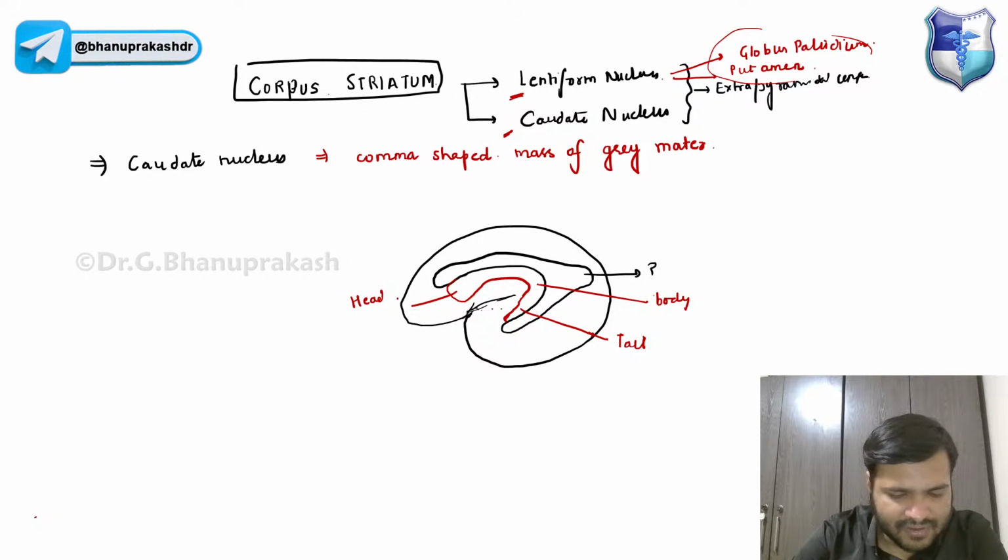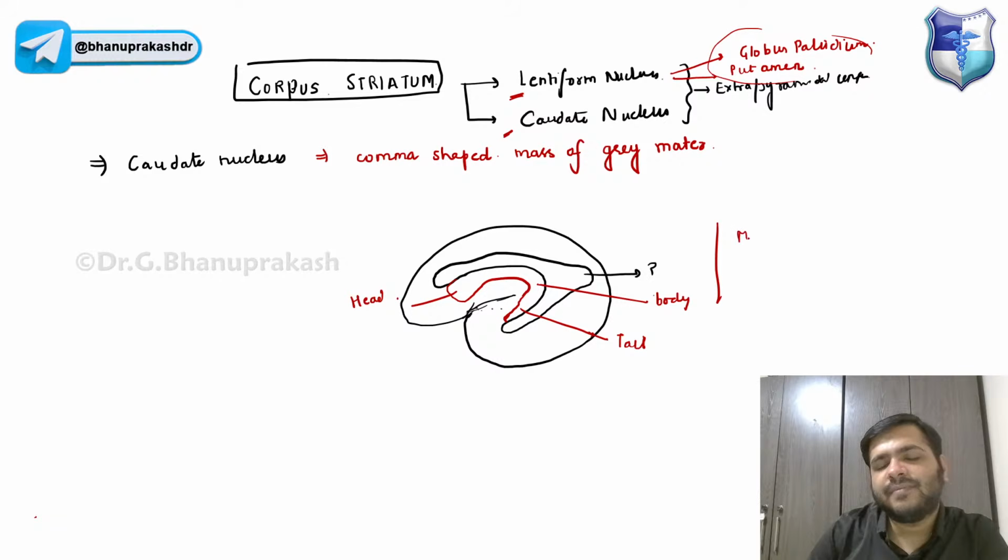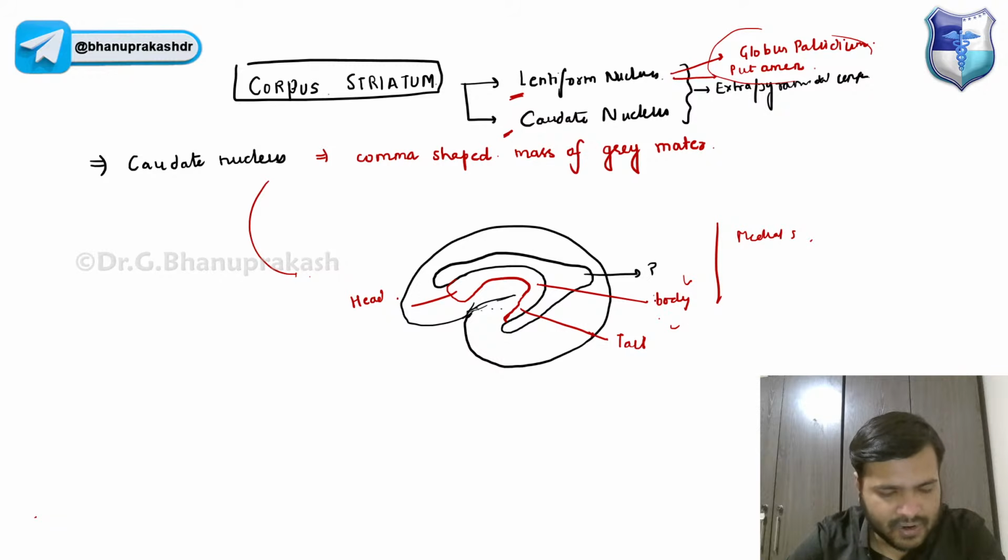We have drawn this lateral ventricle, right? So we are just talking about the medial aspect, guys, and it has three parts: the head, body, and tail. That is something you have to remember.